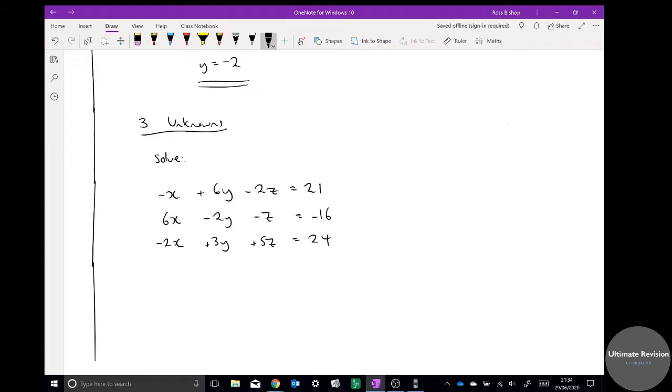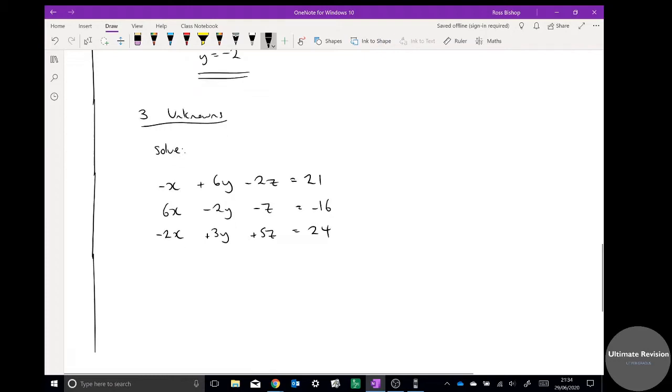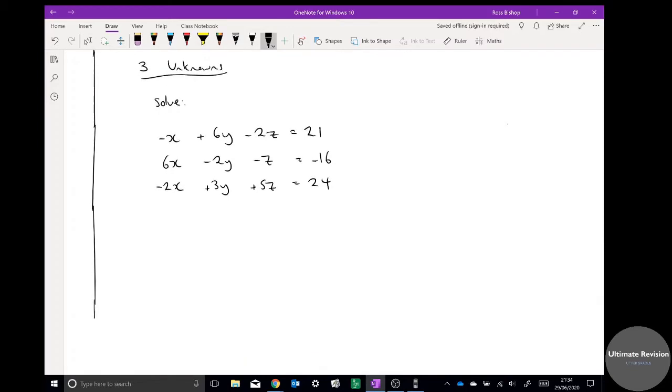Okay, there are different ways of doing this, like I could number the equations and eliminate them one at a time. Or I can do it using a matrix system. So the matrix system would look like this. So it's minus 1, 6, minus 2. These are the coefficients in front of the variable, the unknown, sorry.